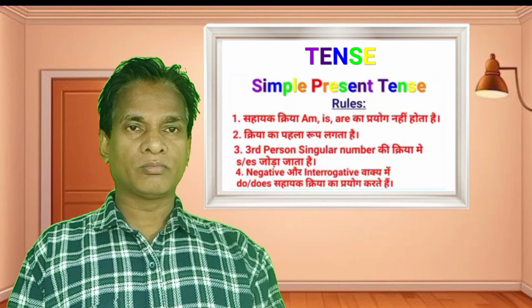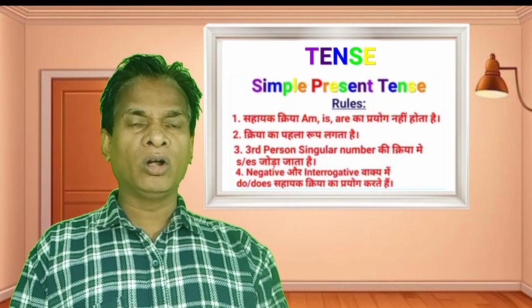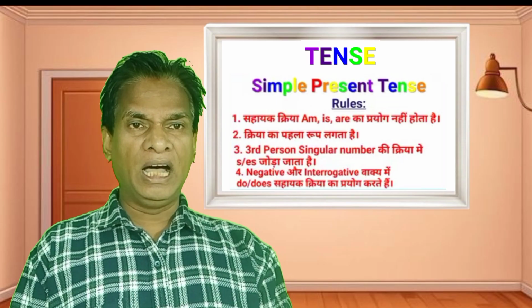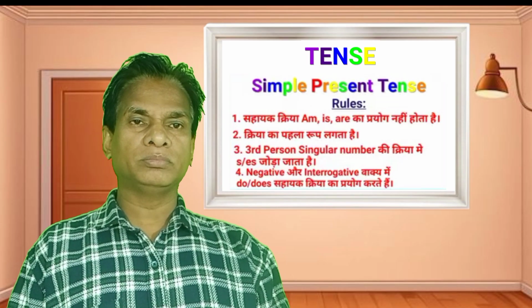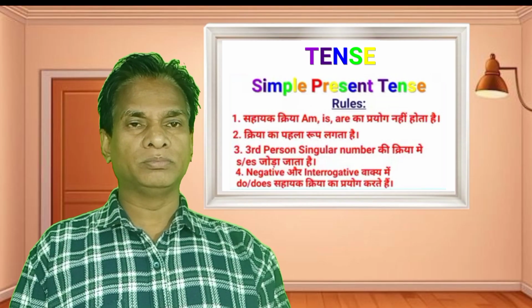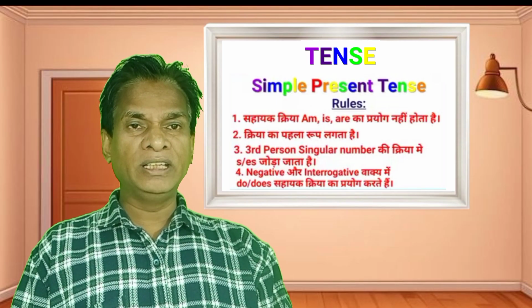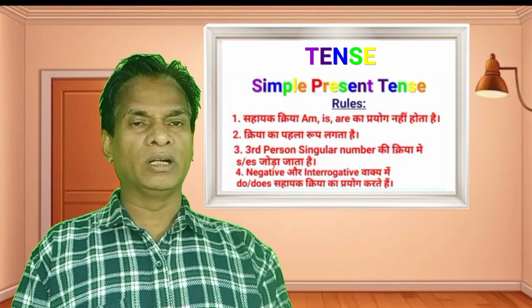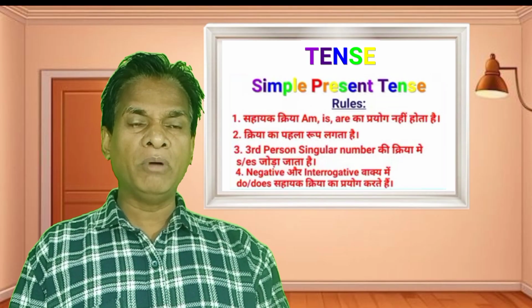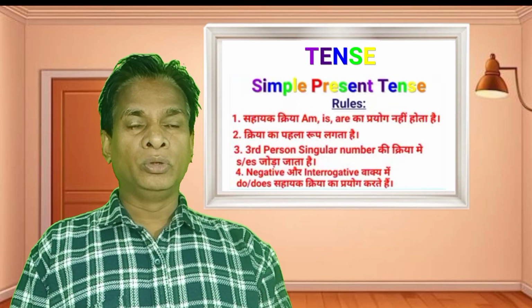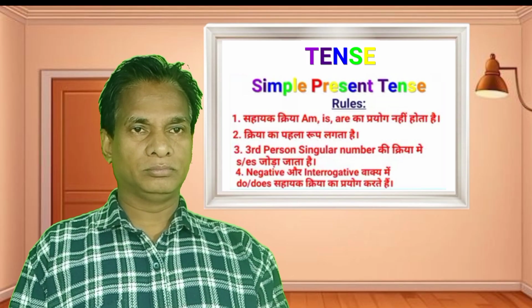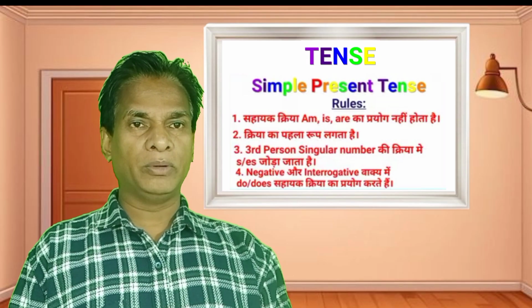Rules: the helping verb or auxiliary verb am, is, are is not used in this tense. Present tense form or V1 is used. S or es is added to the verb for third person singular number. In negative or interrogative sentences, we use the auxiliary verb do or does. Now let's know the structure and examples.